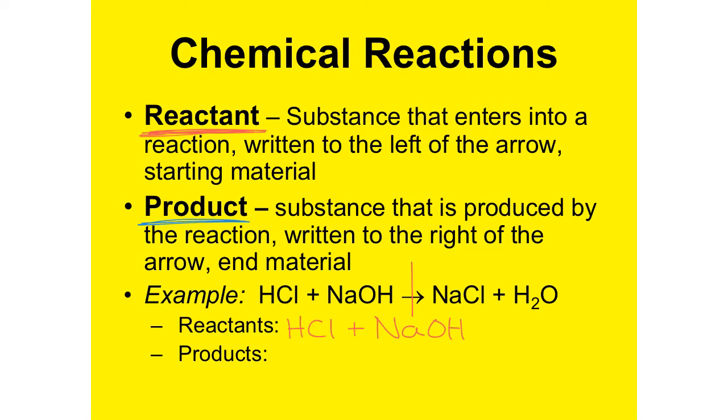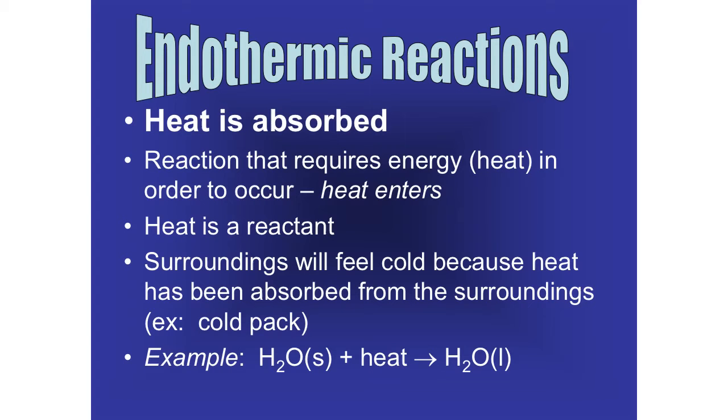Our products are what we produce. So it's what is made from the reaction. So it's going to come after the arrow. It's what you're going to end with. So the products of this particular reaction would be NaCl and water. So reactants are what you start with before the arrow. Products are what you make. They come after the arrow.